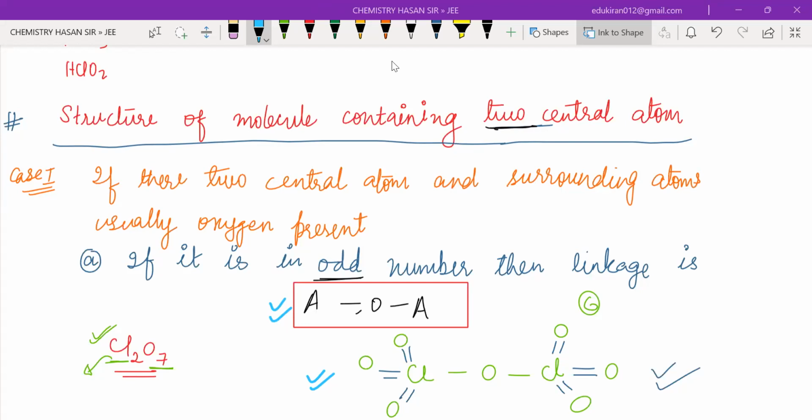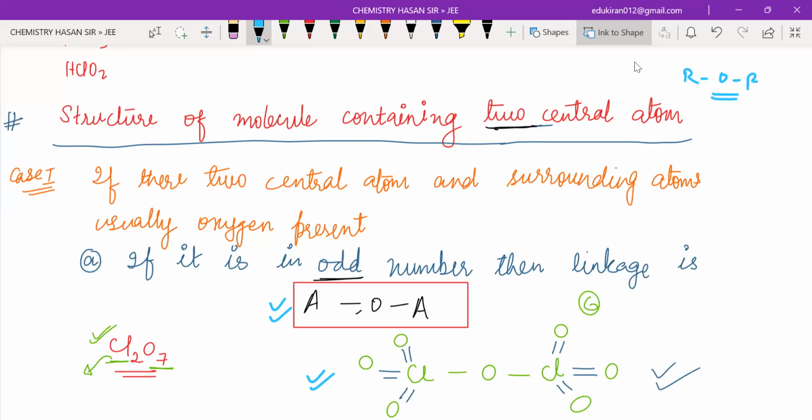Sir, if we are using the IUPAC common name, this is not an organic compound. In organic compounds, we have ROR, which is ethoxy or ether. Don't be confused, this is an inorganic compound. Is that clear? Yes, sir.